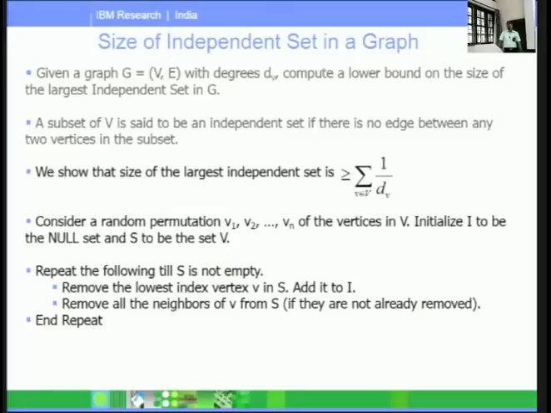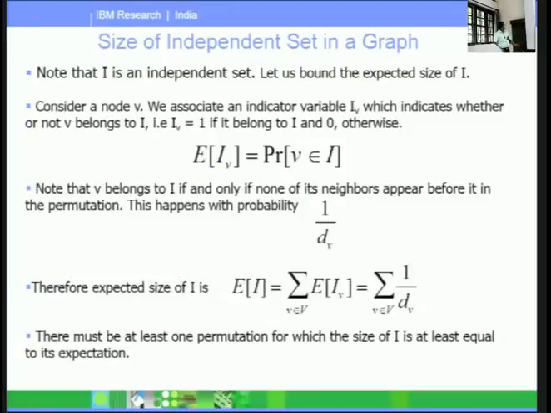So is this an independent set? The set I that you are going to be left with at the end of these iterations? Is it? Why is that? Okay. Yeah. Okay, so I is an independent set. So what we are going to do now is get an expected size of this set I.